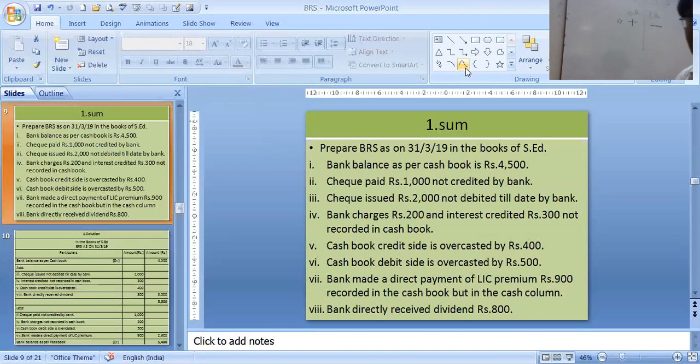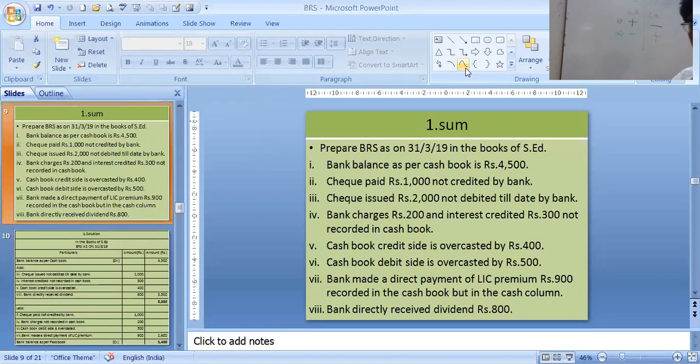So if the check has been issued, as soon as it is issued, we do minus. But the bank has not yet debited it. The bank balance has not yet reduced. So the third one is minus in the cash book, plus in the passbook.